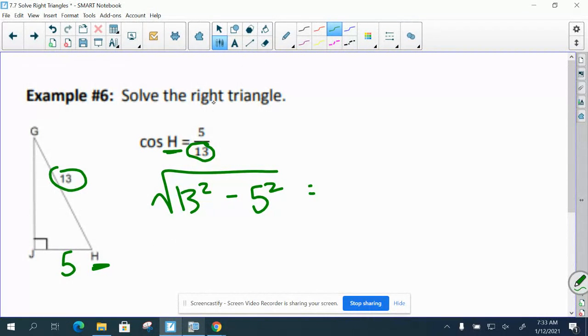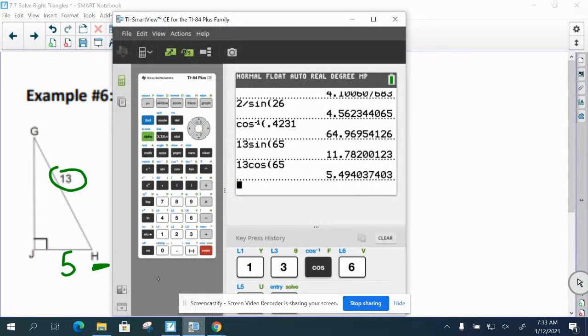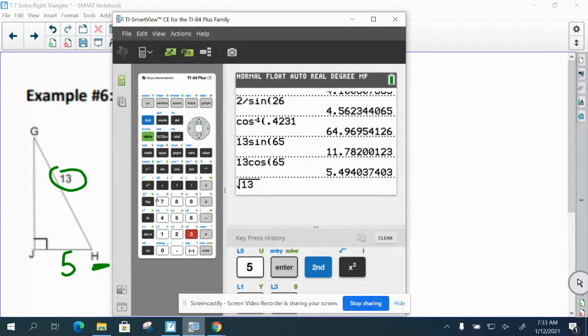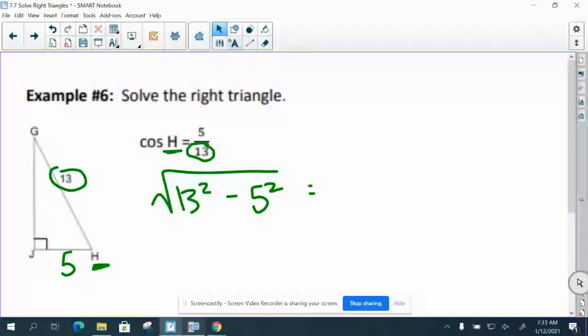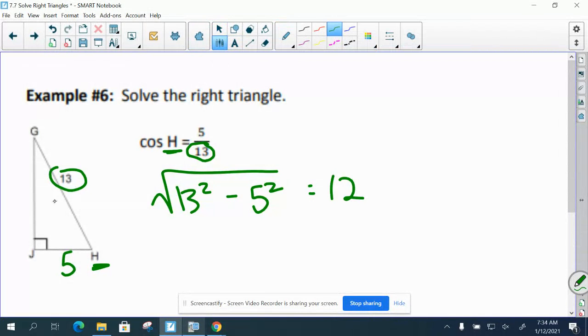So that'd be, I'm just going to do the lazy way, type this in my calculator. So square root of 13 squared minus 25 gives us 12. Okay, so that's actually a Pythagorean triple if you didn't notice it. So this is 12. And then to get angle H, you would take the cosine inverse of 5/13.